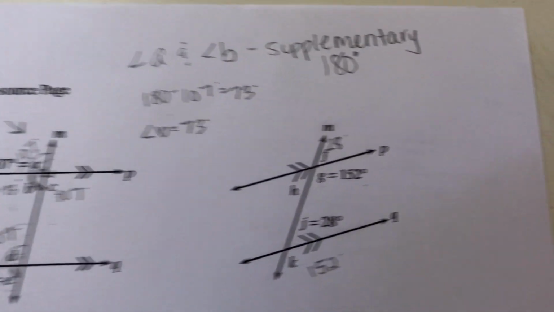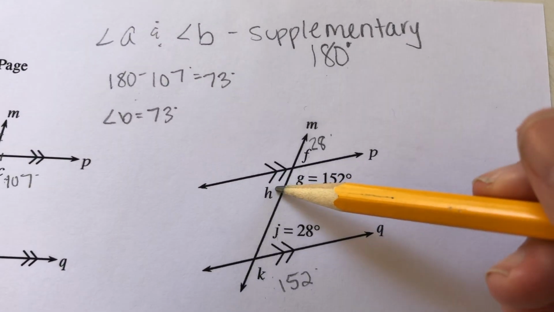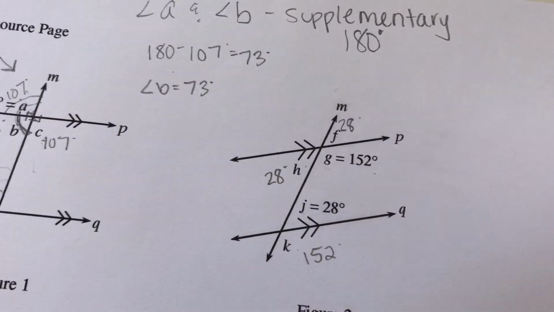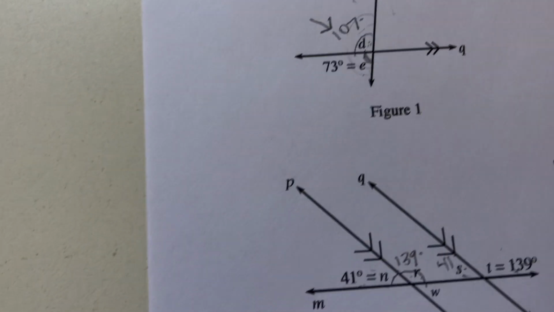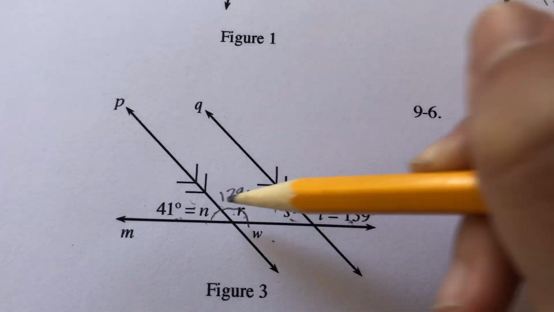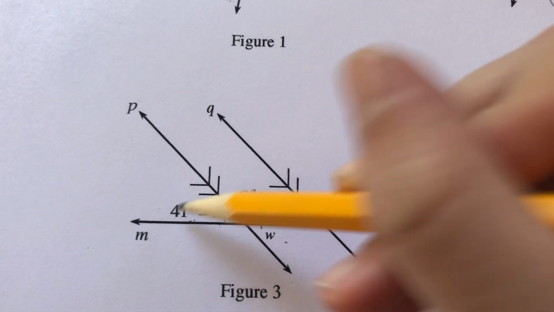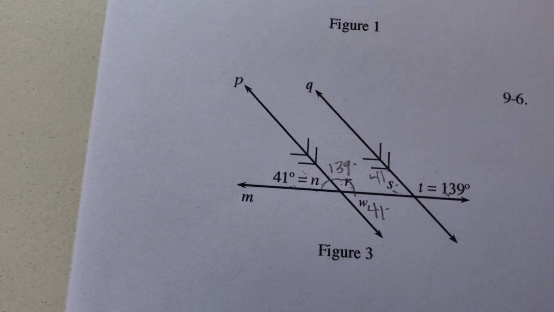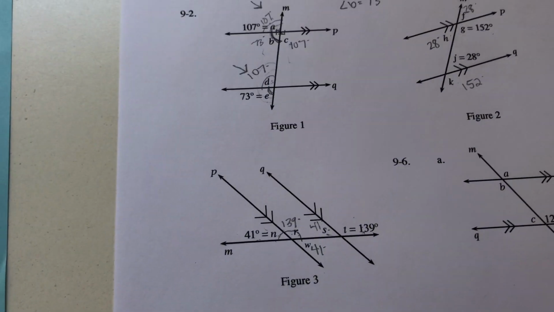Then what about H in this one? Well, H is a vertical angle with F, so they have to match. So that's 28 degrees for H. And then W is here, and it's a vertical angle with N, which is 41, so W has to be 41 degrees. Okay, now we're coming back over here.